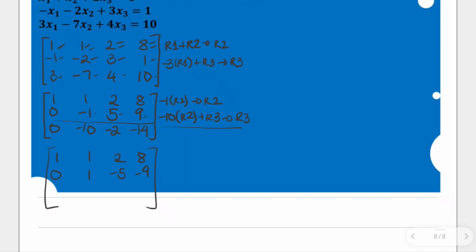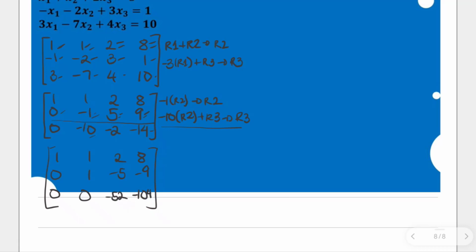Negative 10 times 0 is negative 10. 0 rather, plus 0 is still 0. Negative 10 times negative 1 is positive 10, plus negative 10 is 0. Okay, just like that. Next, negative 10 times 5 is negative 50, plus negative 2 is negative 52. Then, negative 10 times 9 is negative 90, plus negative 14 is negative 104.